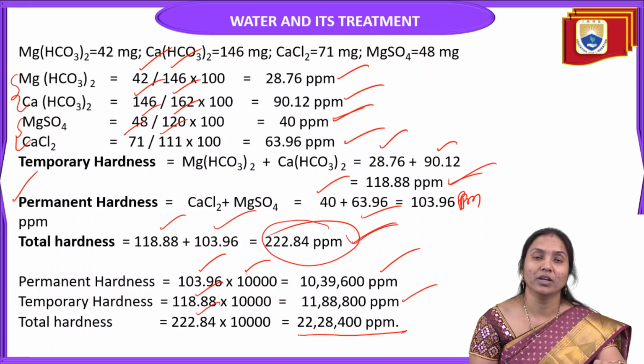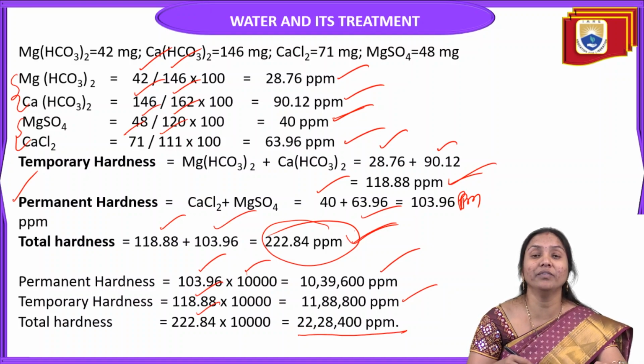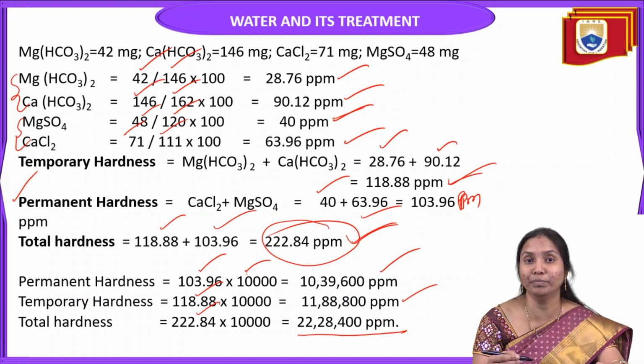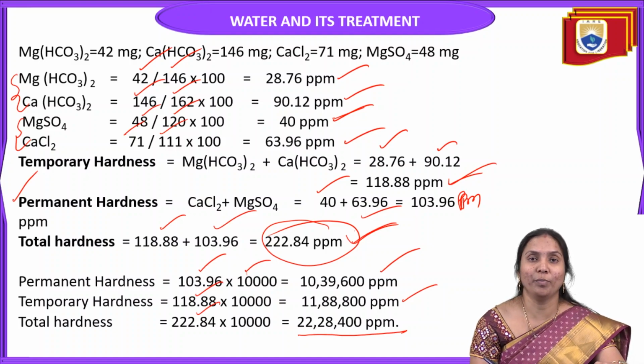ppm. So in this session we learned how we can calculate the temporary hardness, permanent hardness and total hardness of given water, and how we can convert this hardness, temporary, permanent and total hardness, in degree of French and ppm. So I hope you understood all.